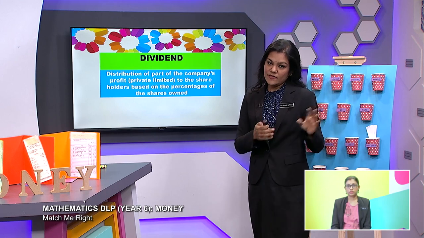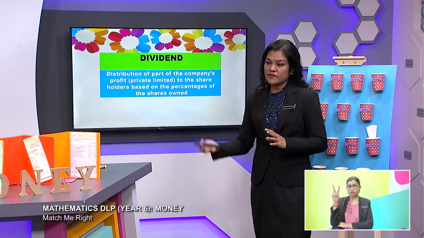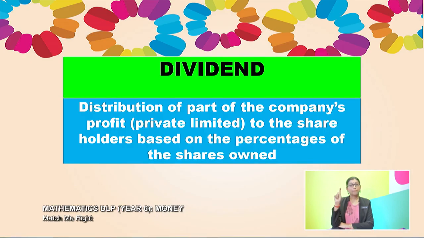And how about dividend? That's a good question. I'm not so sure. Dividends come under investment. Savings and investment. You already know what is saving and what is investment. So for investment, we get the dividend. It's also an amount of money that we receive. It is the distribution of part of the company's profit. They distribute part of their profit to the customers, normally in a private limited company, to the shareholders, based on the percentage of shares that they own.